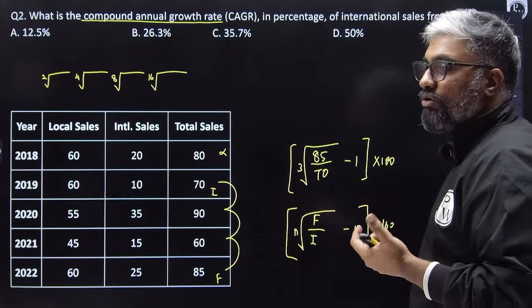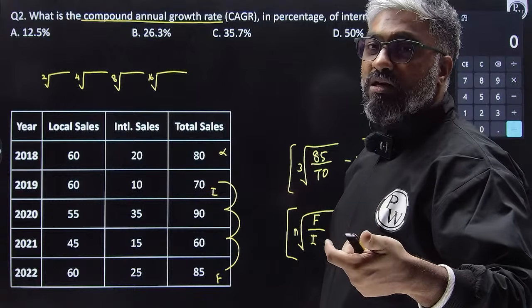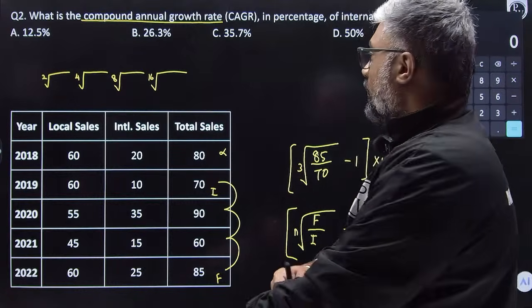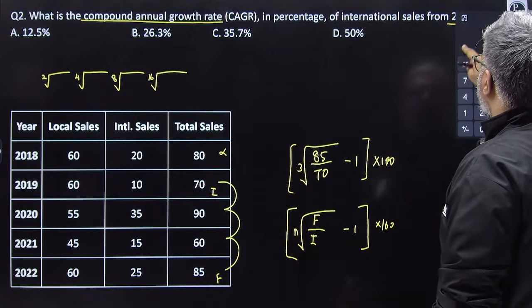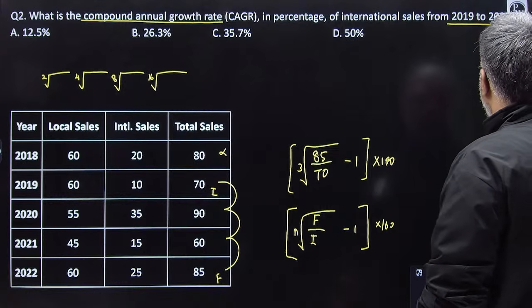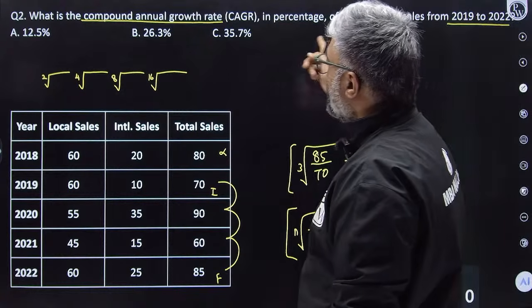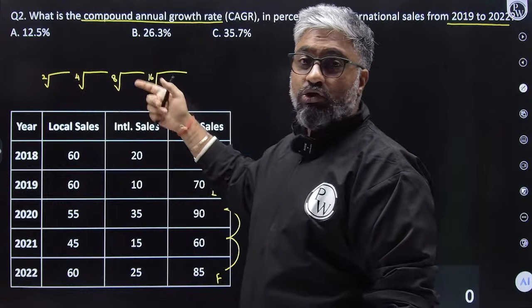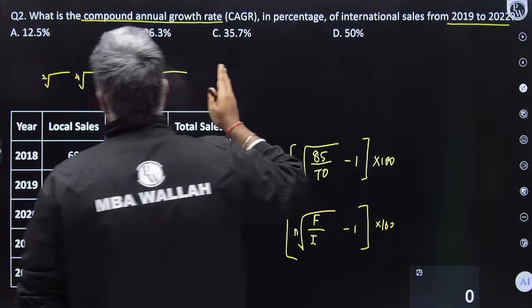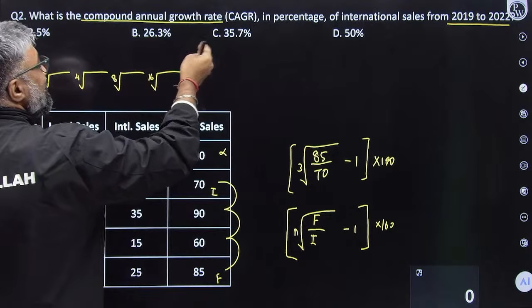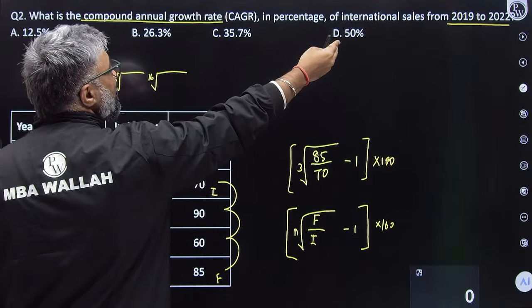So here what do you do? You go reverse. You look at it the other way around. Instead of going from the question to the answer, we go from the answer to the question. That is, we look at the options and we choose one. Let's say I can see 12.5, 26, 35, and 50.